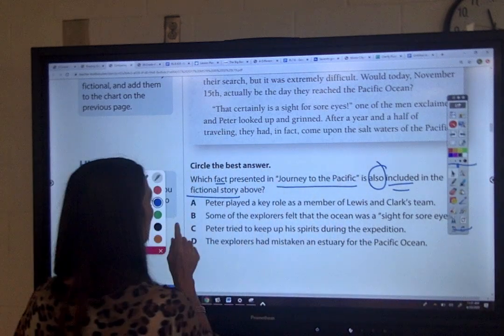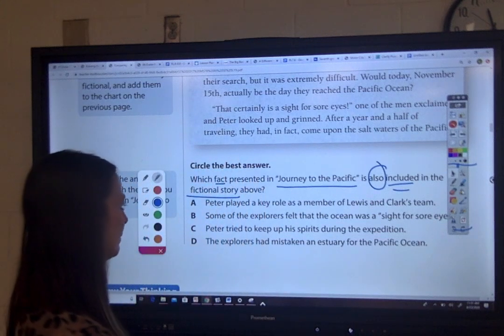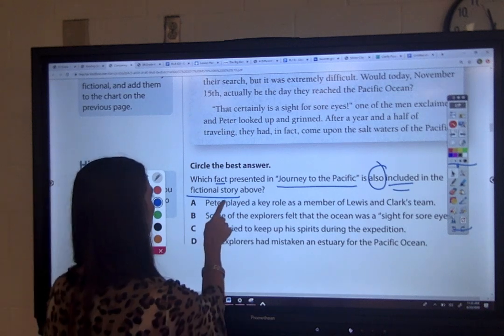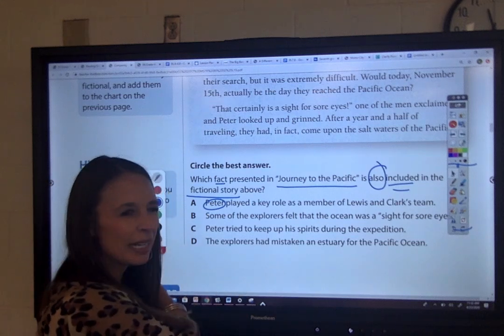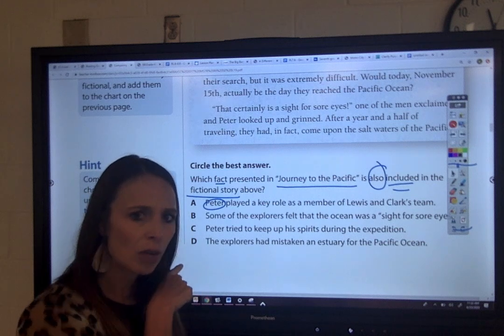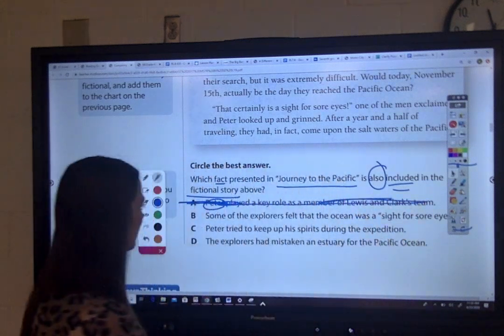Let's look at it. Peter played a key role as a member of Lewis and Clark's team. Well, I know immediately Peter was in the fictional account. He's a made-up character. So would he be in the Journey to the Pacific in the historical account? No, because he's a made-up fictional character, so that can't be in both. So I know it's not A.